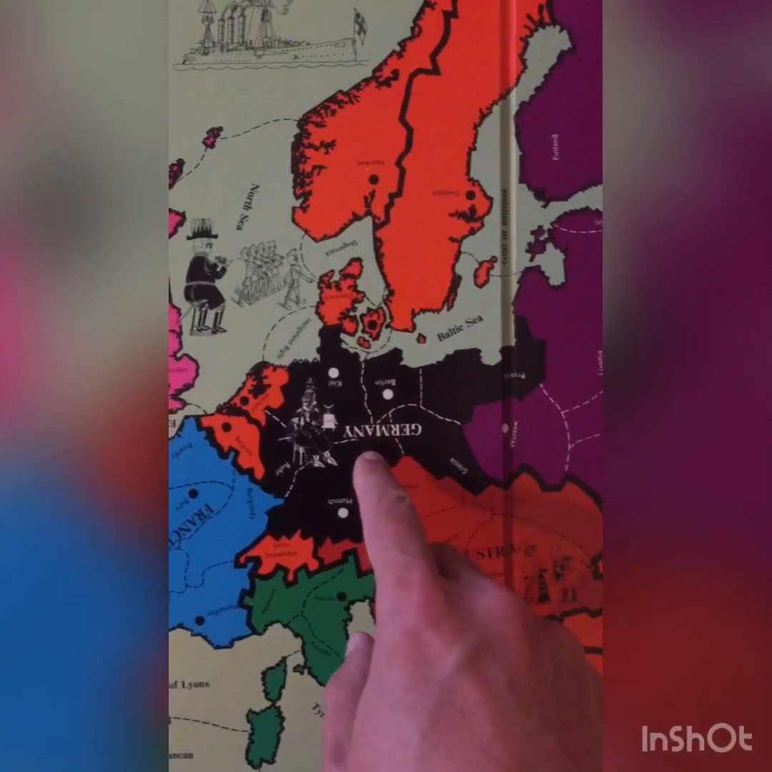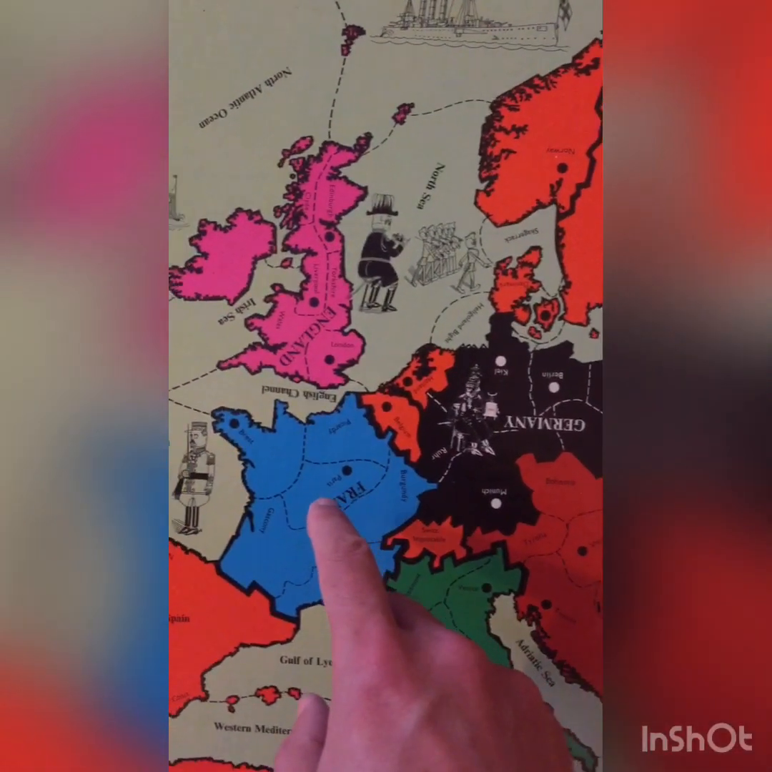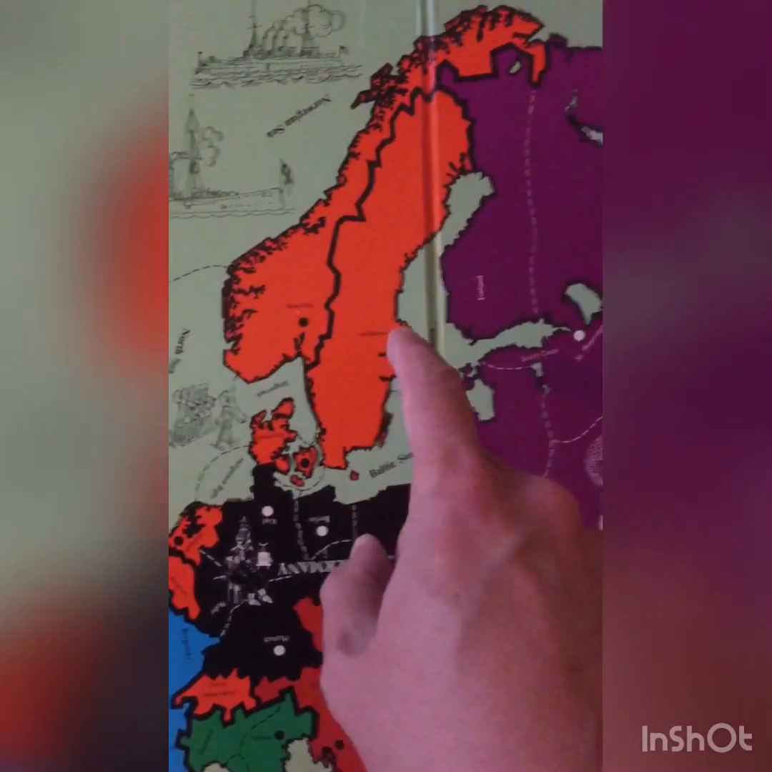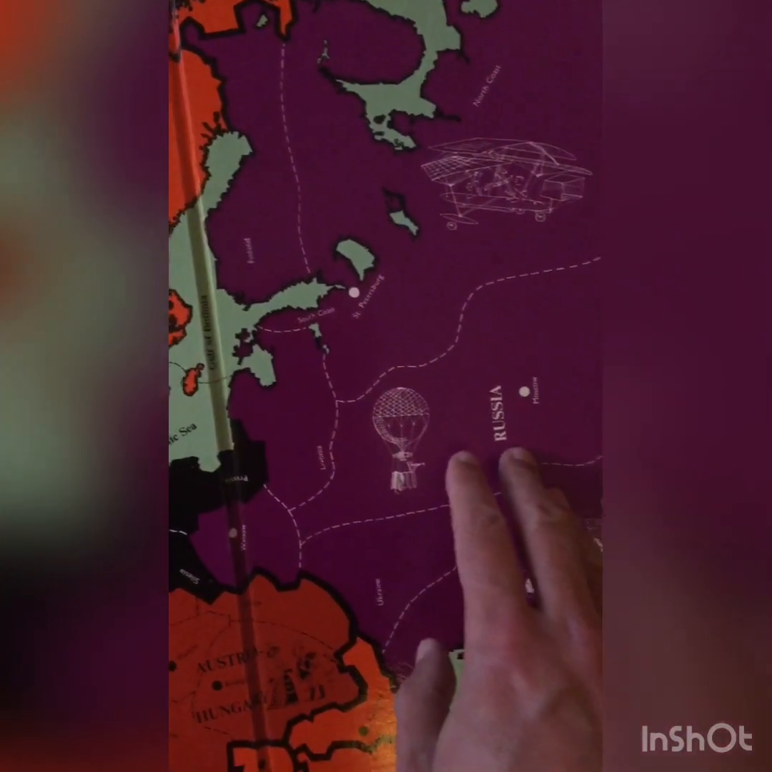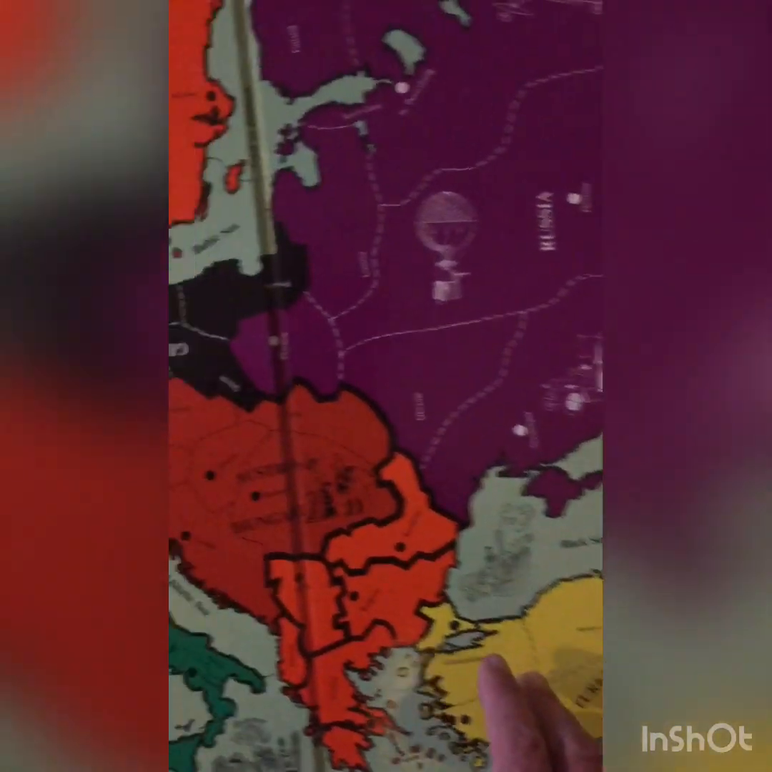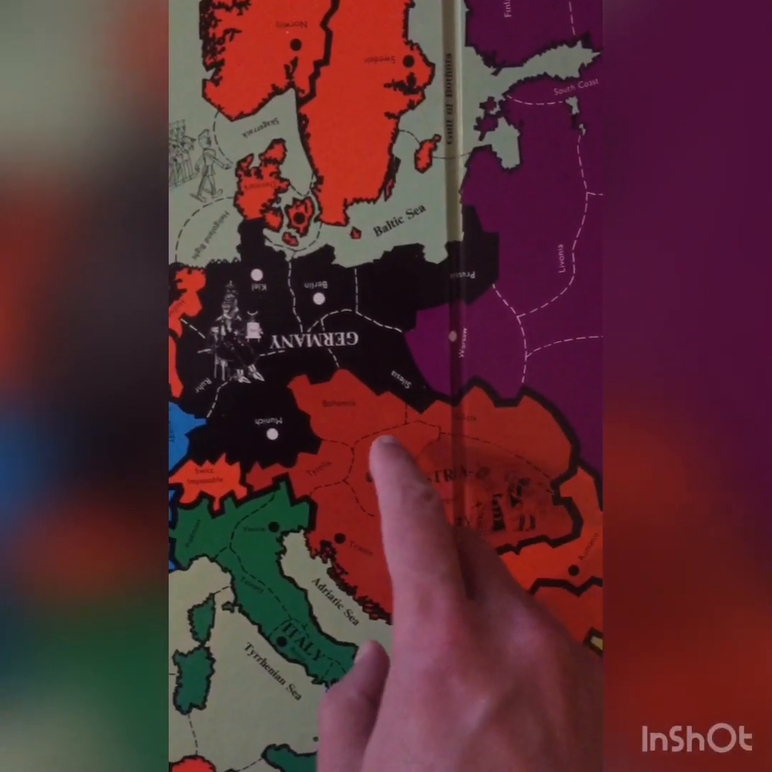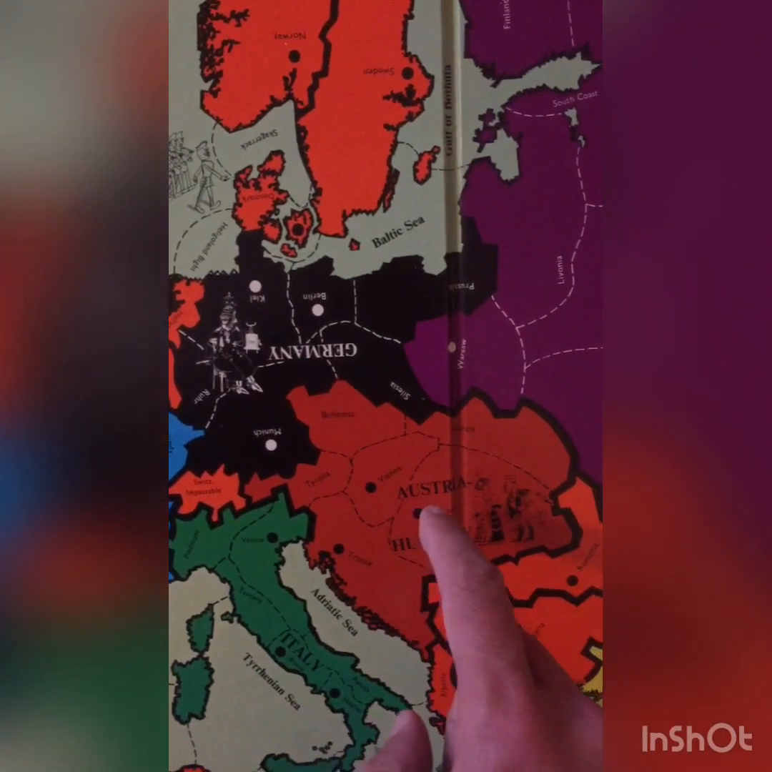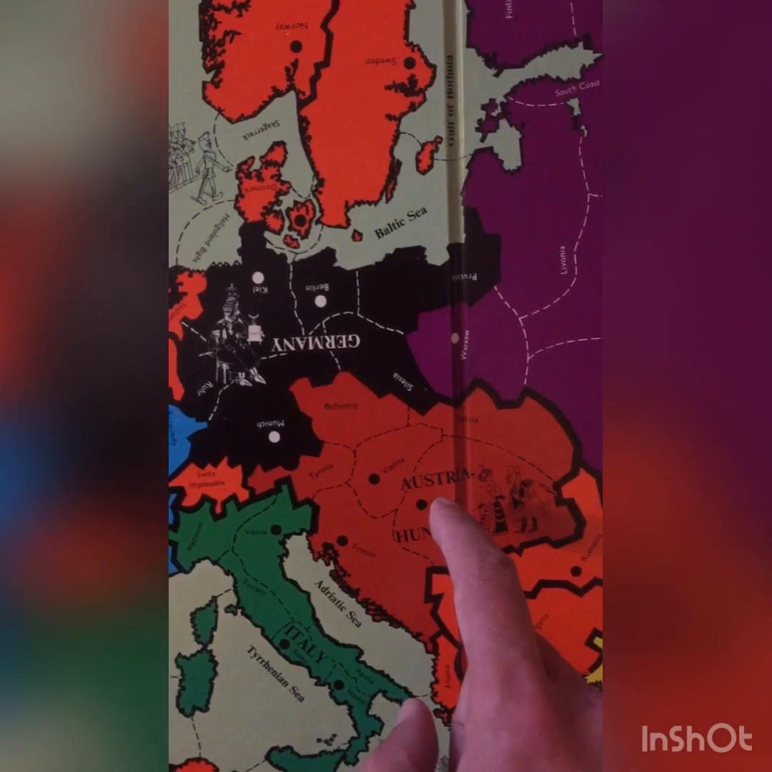There's Germany. Okay, and then beside it in blue there is France. Just above there we see England. There's the Scandinavian countries over here, Russia. Down here we have Turkey. And right in the centre here we have a large country which doesn't exist anymore, Austria-Hungary, the Austro-Hungarian Empire.